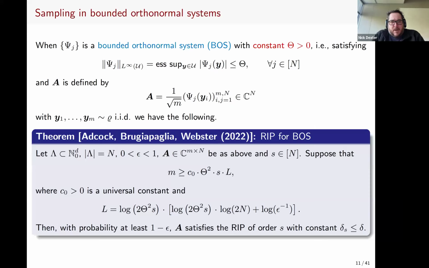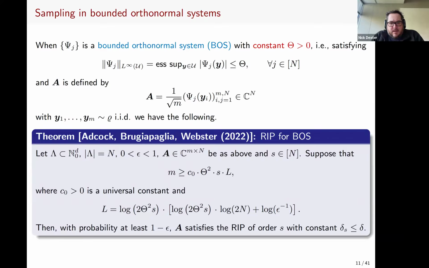When we work with a bounded orthonormal system, like we're doing with the case of polynomials in the Legendre system, we can define this constant theta. And if our system satisfies that the essential supremum over y of psi j of y is less than or equal to theta, then this is what's called a bounded orthonormal system. And with A defined as 1 over root m times the matrix formed with psi j evaluated at y i at each i and j, with y1 through ym drawn iid from rho, we have the following.